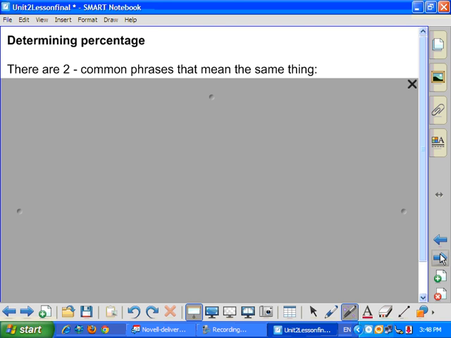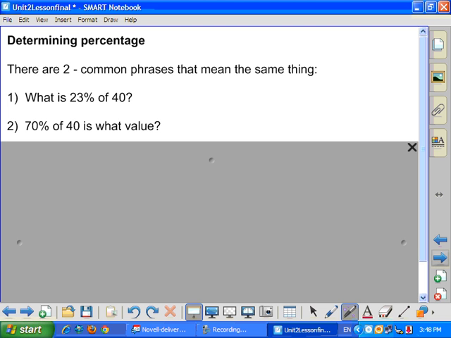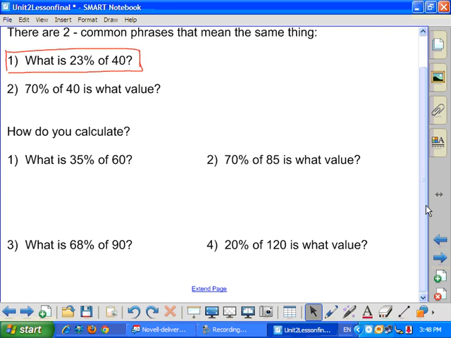Okay, so determining percentage, there are two common phrases and they mean the same thing. What is 23% of 40? And the second one is 70% of 40 is what value? To be quite honest, it's probably the first one that we're going to see 9 times out of 10. Some of the books that I'm taking some of the homework from, they do it the second way, the odd time, but it means the exact same thing. So I have a couple of examples that I want to work through with you. How do you calculate the following?